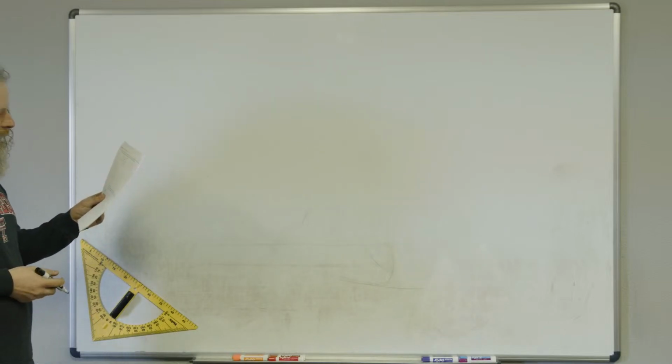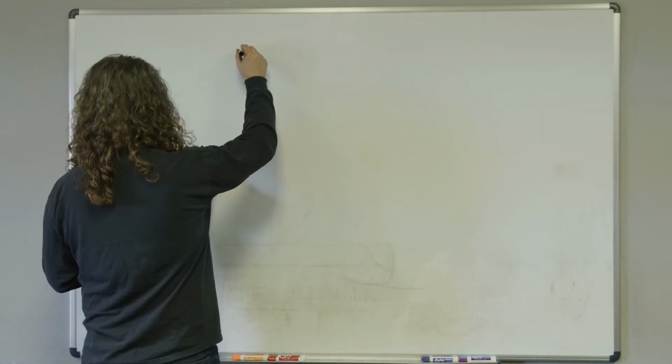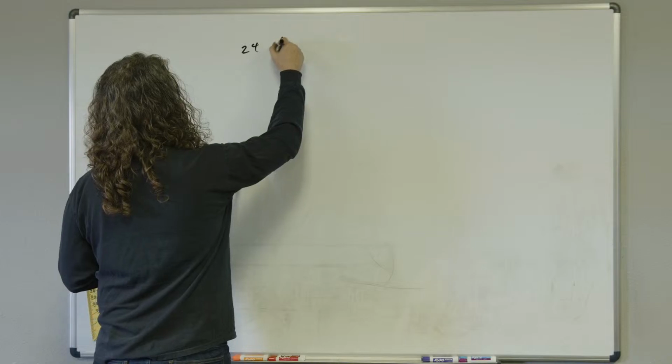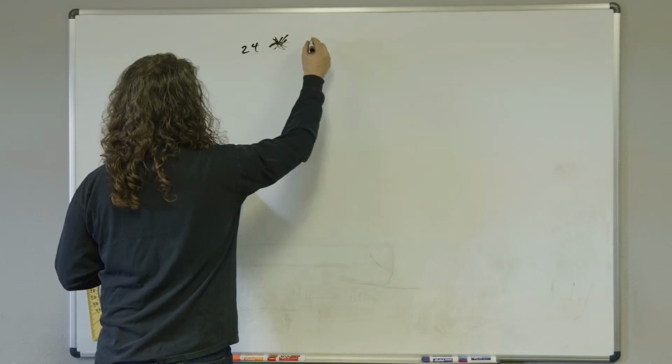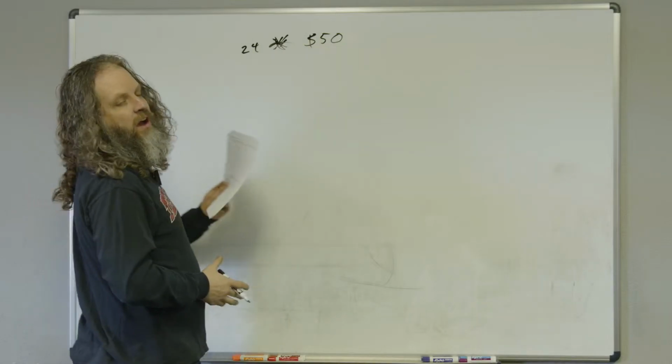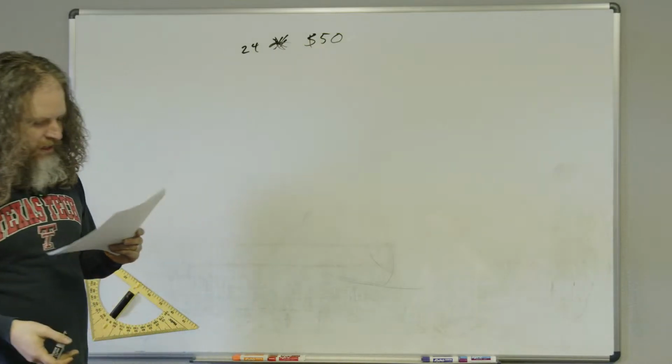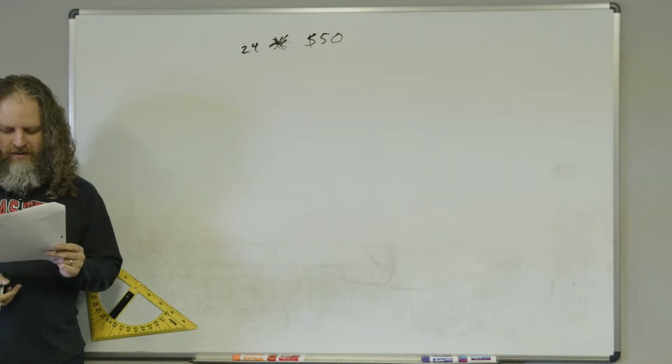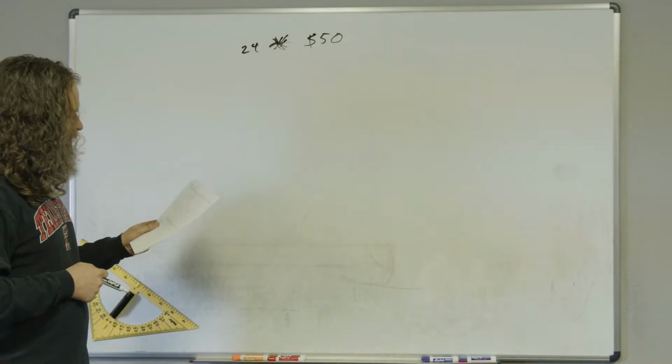Algebra bought 24 fireworks for 50 bucks. 24 fireworks, $50. Great. Two totals again. Whoa. One costs $1 and the other costs $3. Set up and solve a system to determine the number of each firework purchased.